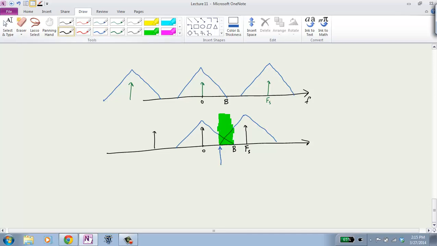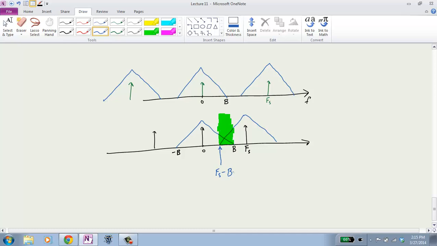I'll give you a hint. Yes. Thank you. So this is Fs minus B. Okay. So if Fs minus B is smaller than B, then you get some corrupted part of the signal. There's no way to go separate that back out.